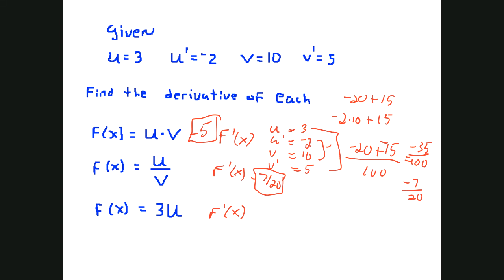Okay, now the bottom one, 3 times u. If I take the derivative of that, I get 3u prime. So that's just 3 times -2, which is -6. Boom, that is correct, Caleb. You got it all correct. Very nice. Henry, did you get all of those correct answers? Awesome, very nice.